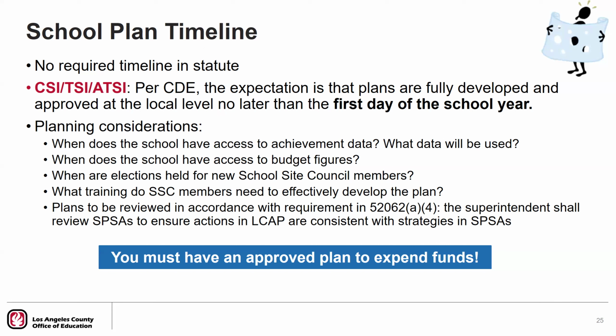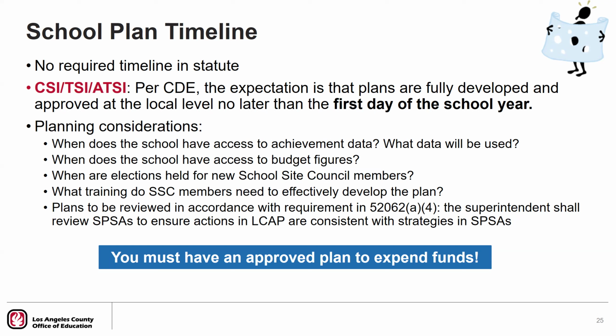However, please keep in mind that for schools identified for CSI, ATSI, and TSI, the CDE has indicated that the expectation is that the school plan is fully developed and approved by the school and the LEA by the first day of the school year, so that students and the school receive a full year of intervention and supports.